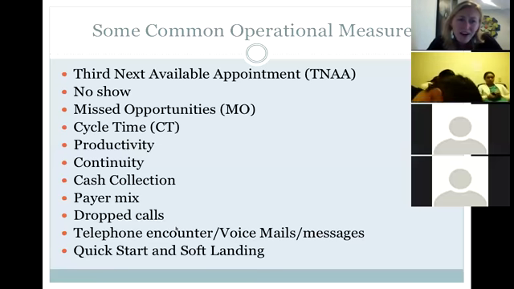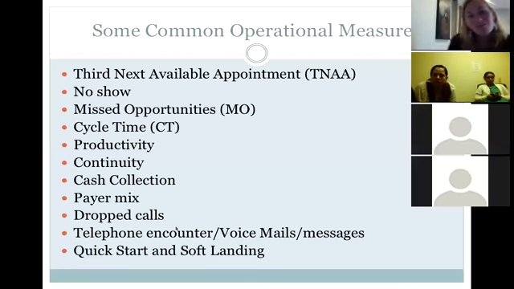Are you guys measuring continuity of care? Care to elaborate on that one? So, continuity of care. Have you heard of that one before? No. And there's no reason why you would have heard it.